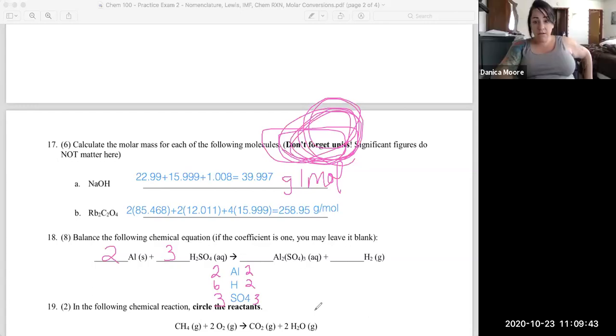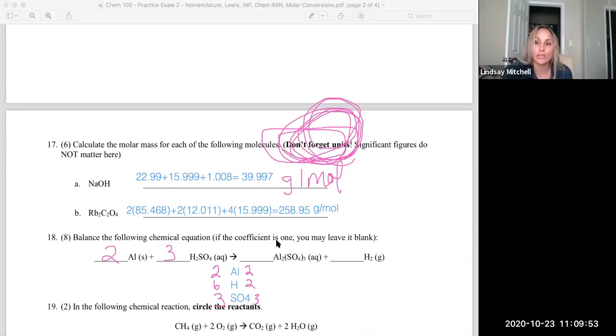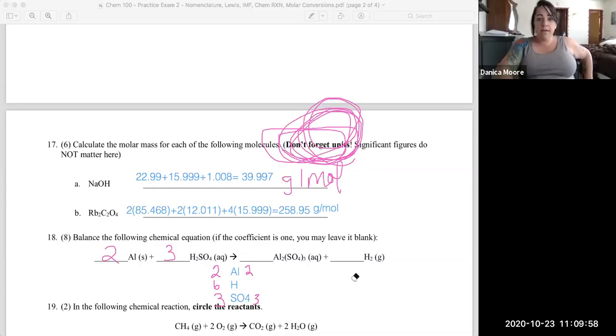Everybody see that? So how do we get 6 hydrogens over here? Multiply the product by 3 of hydrogen. So we need to multiply this hydrogen by 3, right? And that would give us 6, right? Now we're all balanced. Huzzah, right?